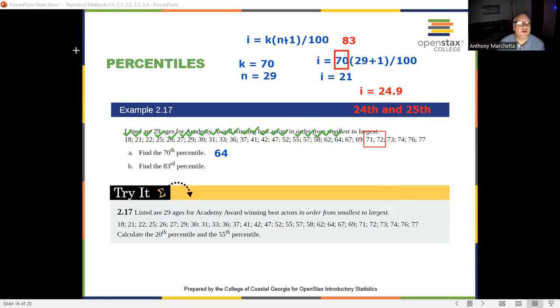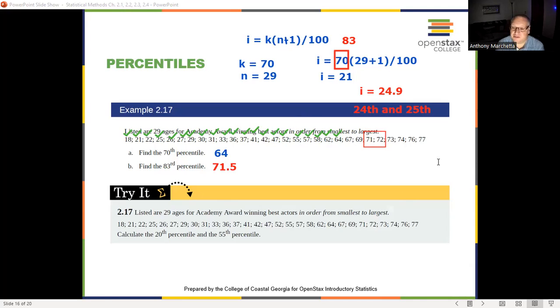What is the average of 71 and 72? The answer is going to be 71.5. So sometimes a percentile has a decimal in it that you have to put in there to show the average. Try it is a great example of trying to figure out the answers. We could do those together in class when we get together for the lab.